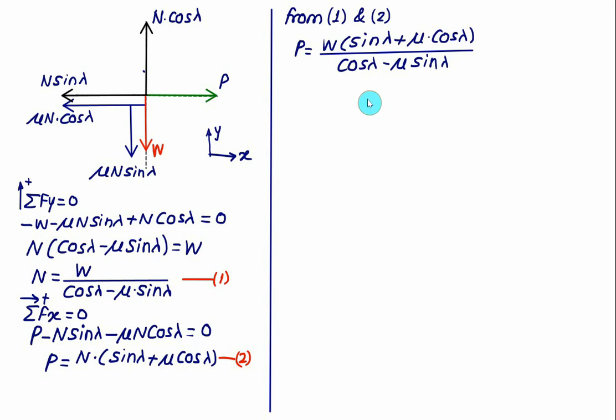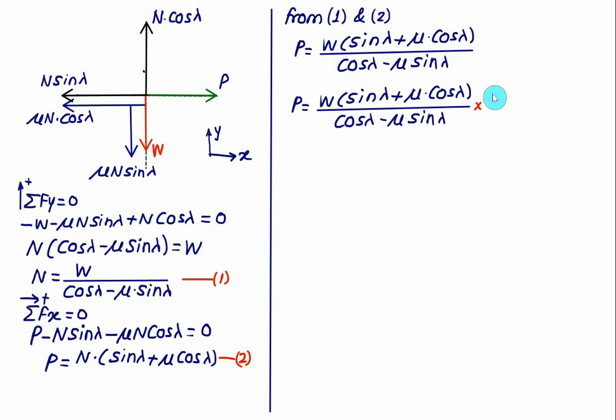Now we want to solve this further. So what we'll do, we'll multiply and divide it by cos lambda. That is, we have multiplied by 1. Sin lambda by cos lambda will be tan lambda. Cos lambda by cos lambda will be equal to 1. So we get the force P is equal to W into tan of lambda plus we have mu divided by cos lambda by cos lambda, that equal to 1, minus mu times sin lambda by cos lambda, that equal to tan lambda.